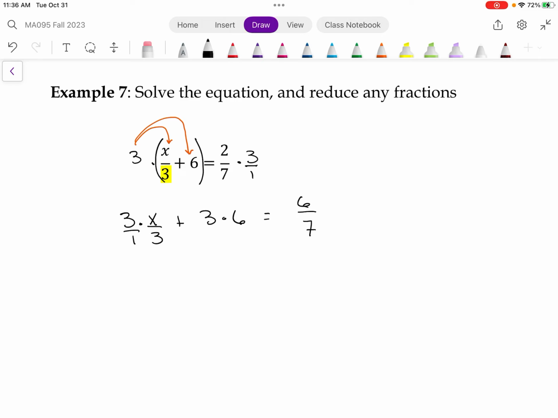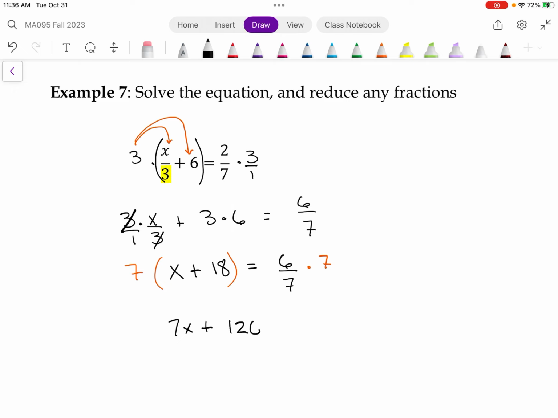Okay, so now the 3's here are canceling out, and I get x plus 18 equals 6/7. All right, now I need to get rid of that 7 just to keep our lives simpler. And again, you could subtract the 18 and work from there, but I'm just going to show you how to do this. So I'm going to say times 7 and this whole thing times 7. All right, so now I get 7x plus 18 times 7.